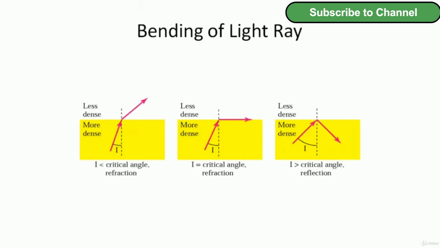So, bending of the light: when the incident angle I is less than the critical angle, refraction takes place. This is the more dense area, this is the less dense area. Then when this angle is equal to the critical angle, the refraction takes place along the boundary, more dense area and less dense area. And when the angle is greater than the critical angle, the reflection takes place. This is the more dense area, and this is the less dense area. And this property is used in the optical fiber cable to transmit the light.